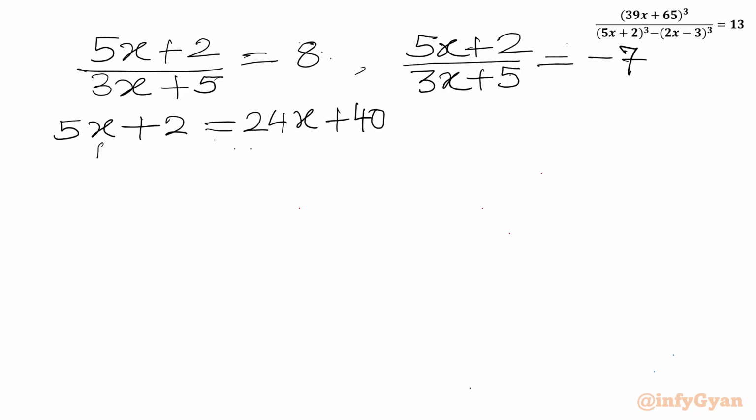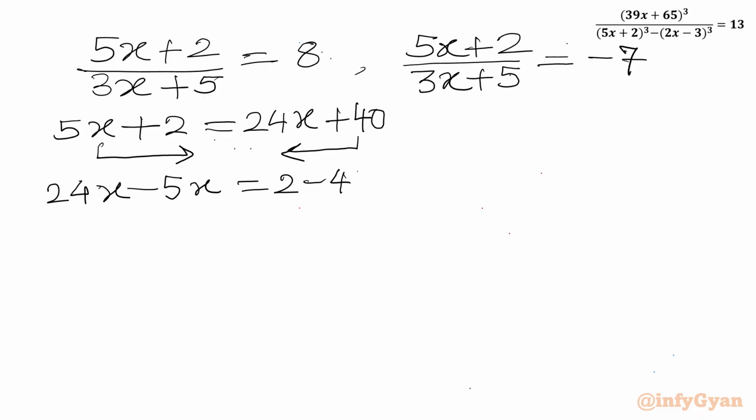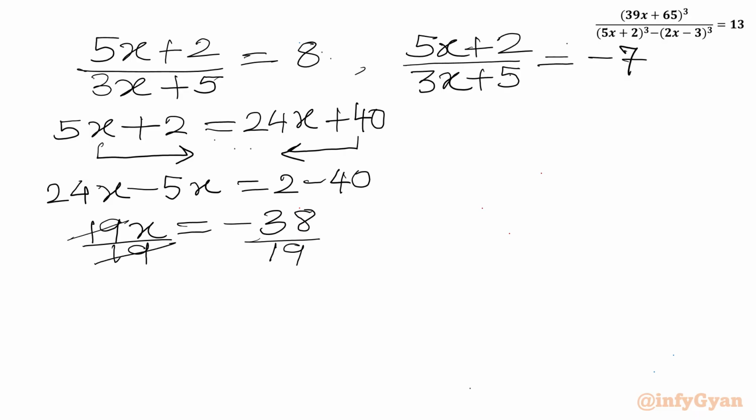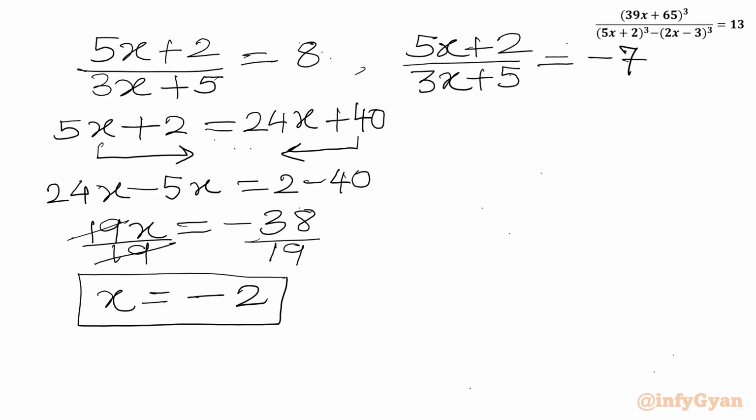Now I will take 5x to the RHS and 40 to the LHS. So I can write 24x minus 5x on one side. On the other side we can write 2 minus 40. So this will give us 19x. Here we will write minus 38. Now we can divide both sides by 19 to collect our final answer, x equal to minus 2, the first real solution.